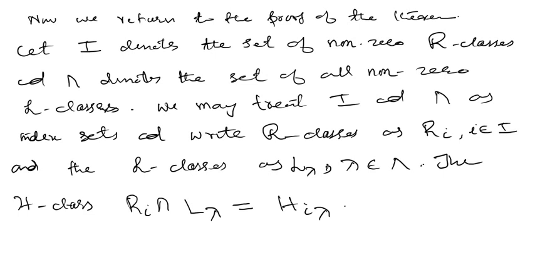By indexing these H classes, R classes and L classes by i and lambda, we may use these notations. Each R class will be denoted by Ri, where i is in I, and each L class will be denoted by L lambda, simple L lambda, where lambda belongs to the capital Lambda. Then each H class, which is Ri intersection L lambda, we will denote by H i lambda.